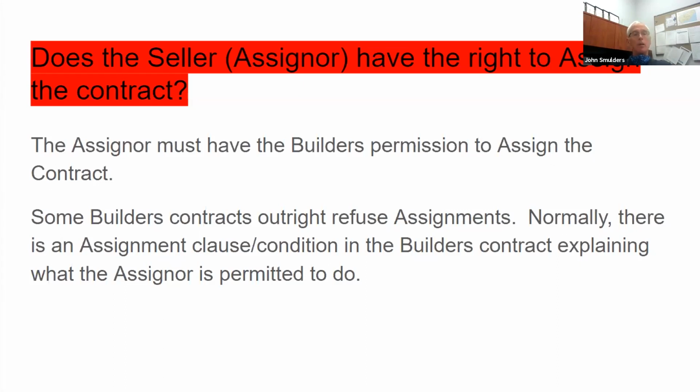All right. So the number one question that you have to ask the seller is, do they have the right? Will the builder give permission to assign a contract? You have to find that out.